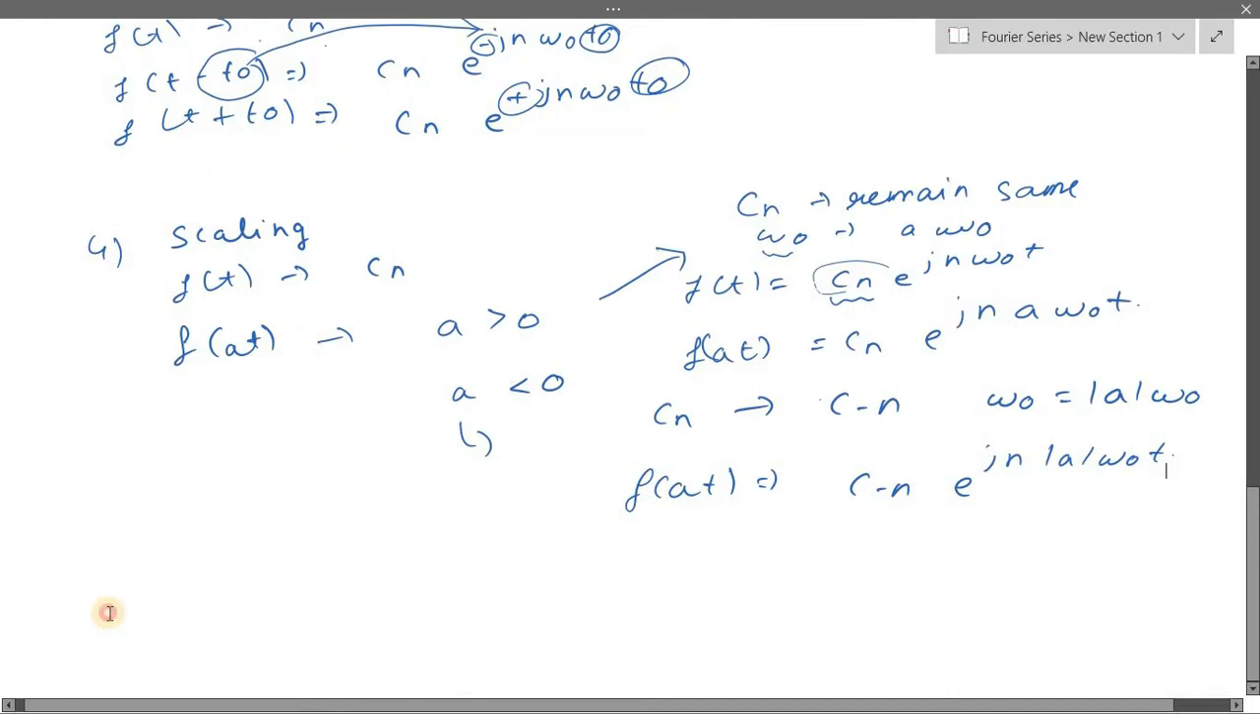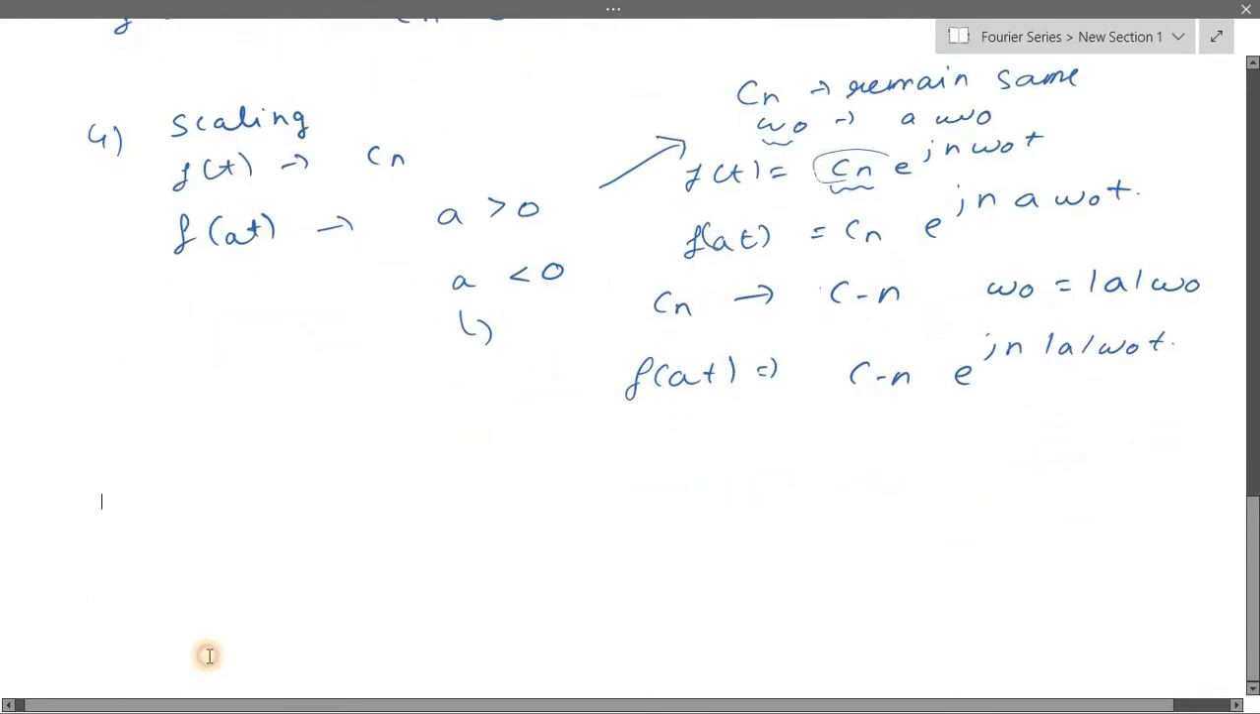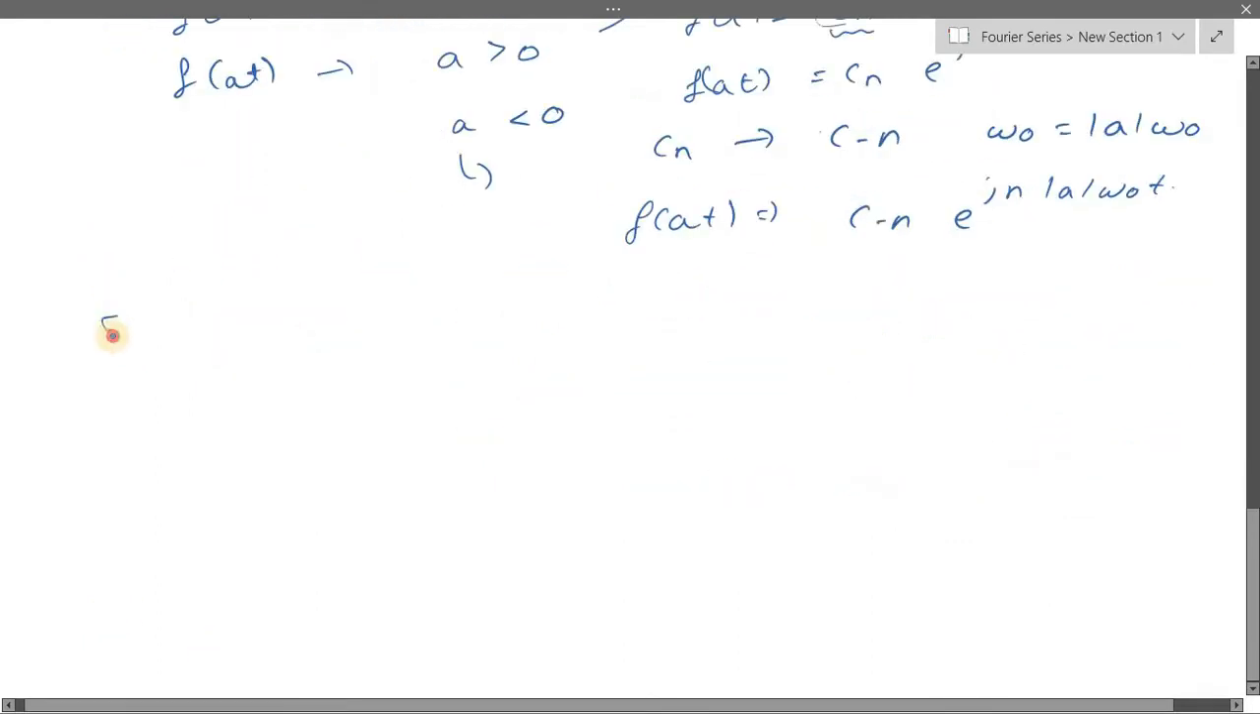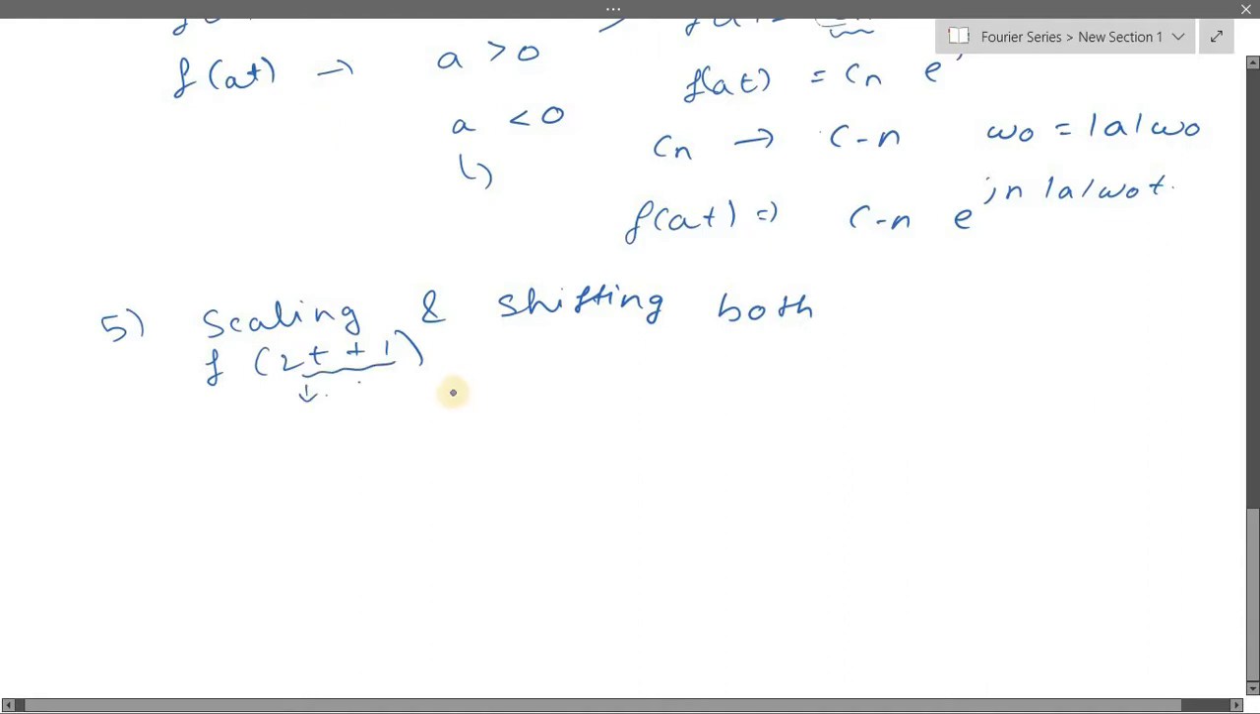Now let's see the combination of scaling and shifting. So let's see the fifth property, where you have scaling and shifting both. For this I will use an example. Let's say you have the question as f of 2t plus 1, where you can see that your f of t is scaled by 2 as well as shifted by 1. So how to deal with this?